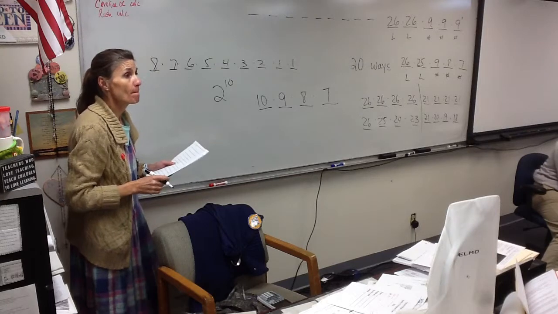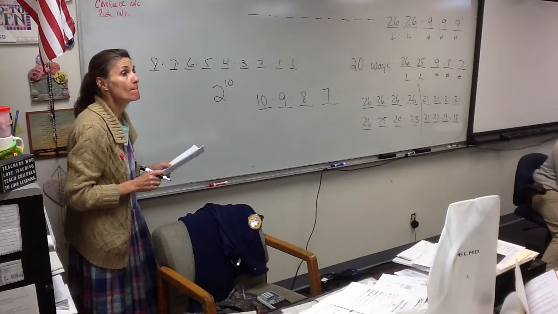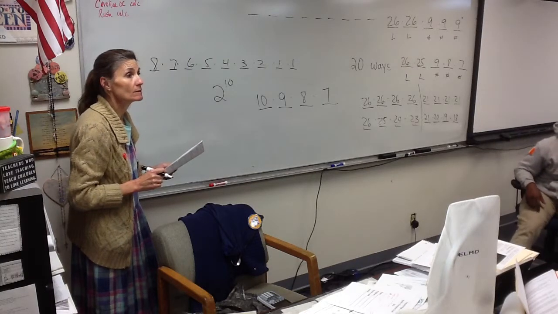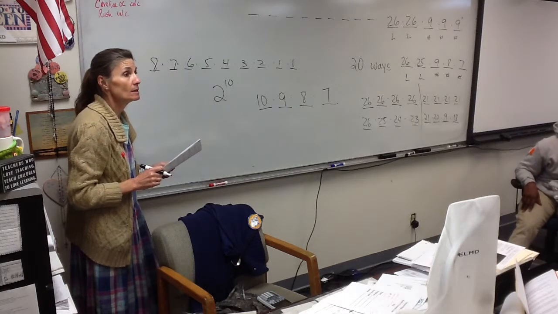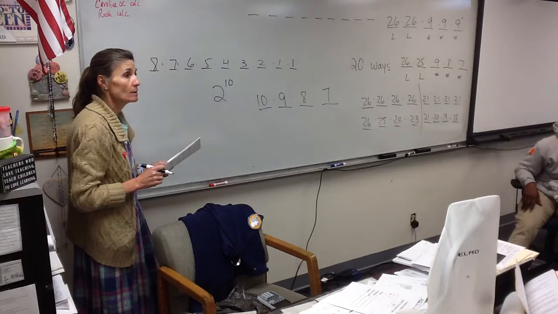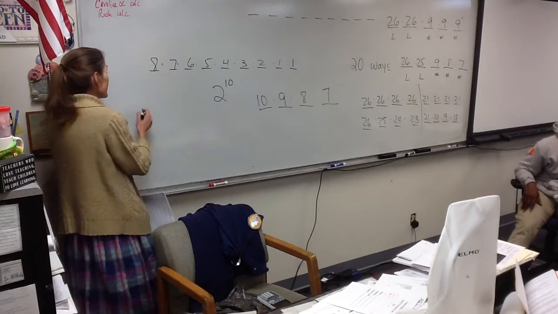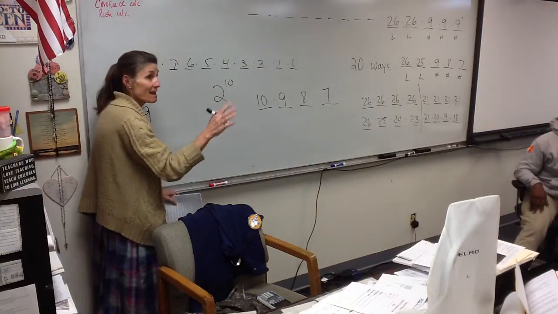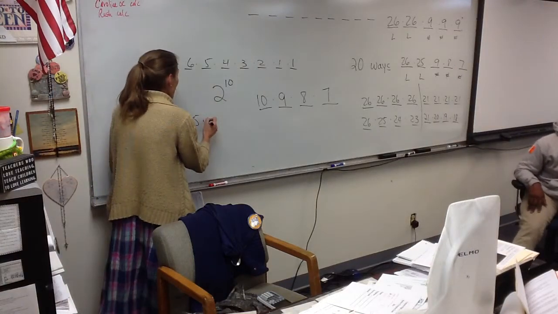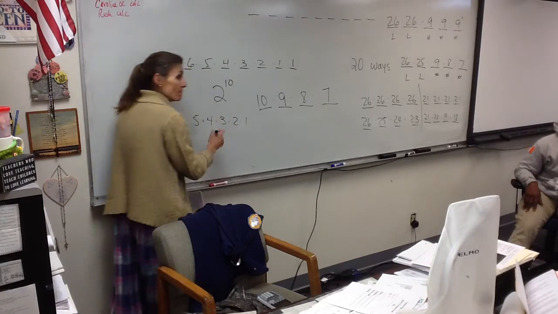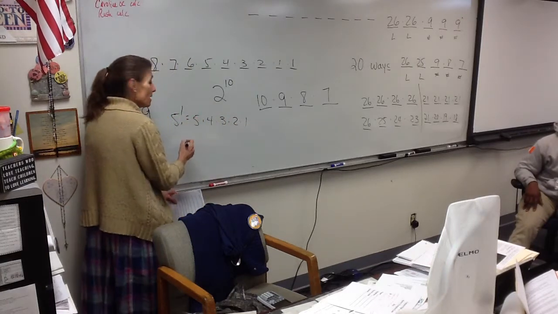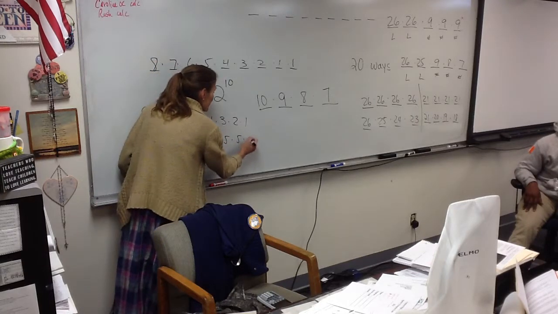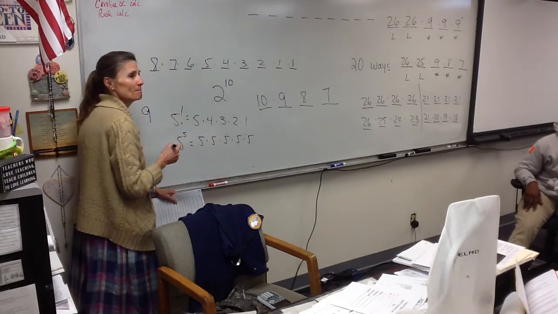Maya asks whether taking a number to the power of itself is the same as factorial. So is 9 factorial the same as 9 to the 9th power? No, because, let me use a smaller number. 5 factorial is 5 times 4 times 3 times 2 times 1. 5 to the 5th would be 5 times 5 times 5 times 5 times 5. See the difference? Yeah.